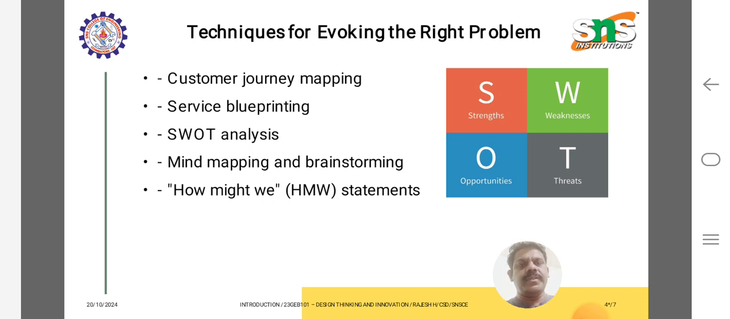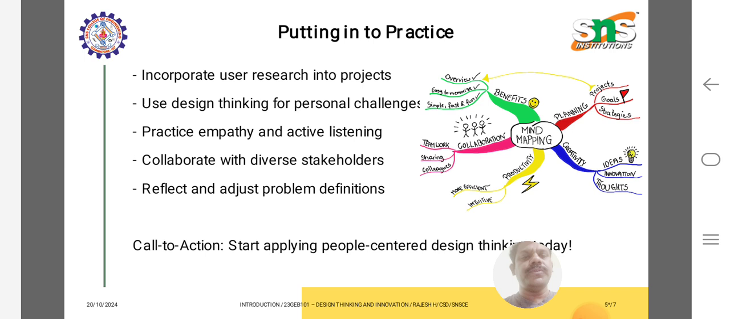And also there is a technique called mind mapping that has to happen with brainstorming. It's a constructive creativity process. And the last technique is a very different one, and it is interesting. It's called HMW statements. We call it how might we. So we have to set off questions to be framed with HMW that we can see in the coming slides. So all these things we are putting into practice.